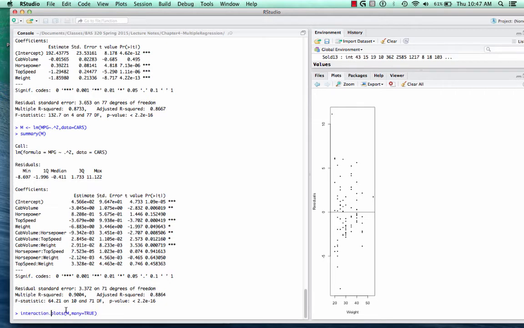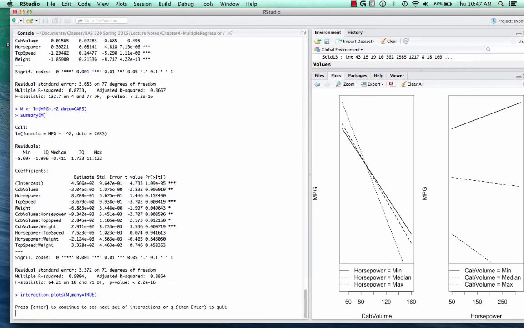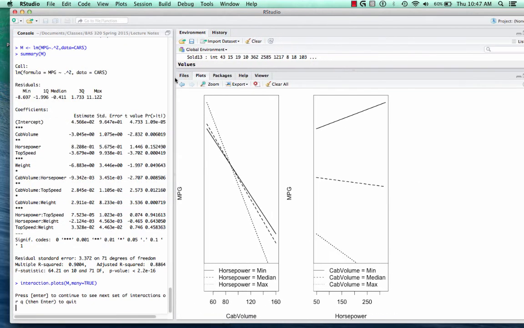And so I'm going to run my command interaction.plots. I give it the name of my model. And in this case, I'm going to say many equals true because there's a lot of different interactions here. If I only have one, I can leave off that argument. All right, so let's look at this first set of interaction plots.